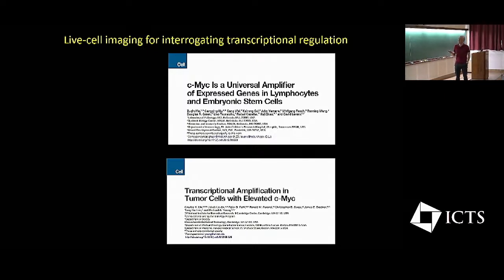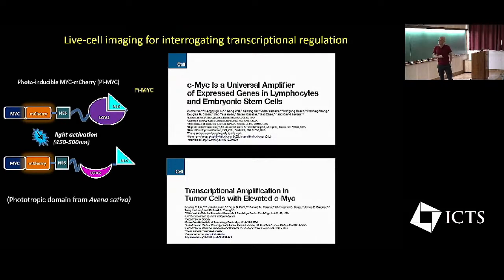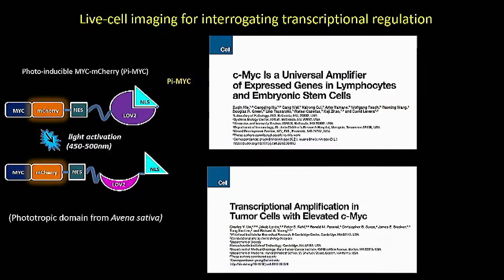And around the time I was starting my lab, there were reports that c-Myc, in fact, was a universal amplifier of transcription. It didn't execute gene-specific programs, but just turned transcription up across the genome. And so we thought we could use this as a model system, and the system that we devised was a photoactivatable MYC. This photoactivatable MYC is based on the LOV domain from plants. This is how plants grow towards light.